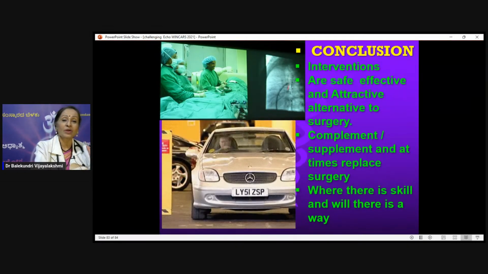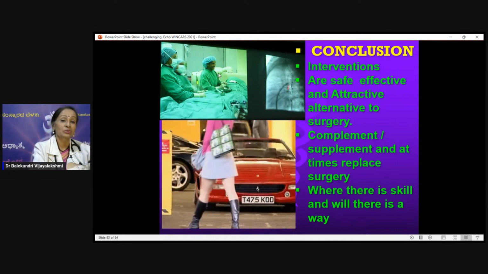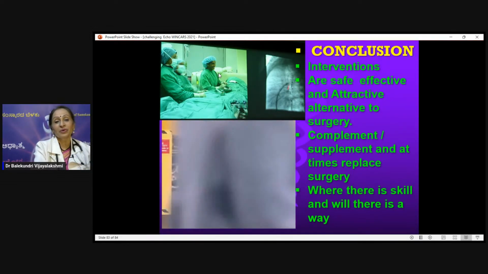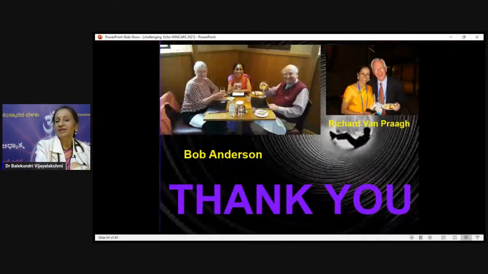This is how we know interventions can be done. When I did the first device closure, the first one in Kuala Lumpur, it was shown on the mega screen. This is Bob Anderson and this is Richard Van Praagh. Both are legendary people in congenital heart disease and cardiac anatomy, fantastic people, and they have given so much knowledge to us.